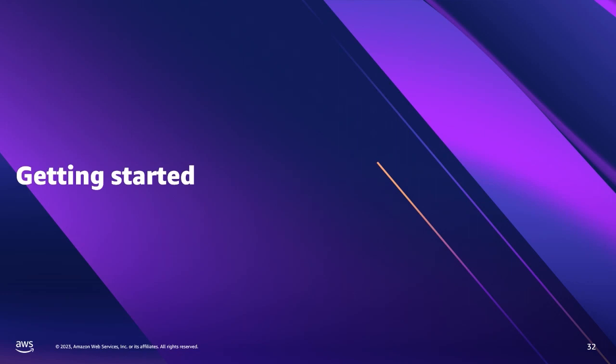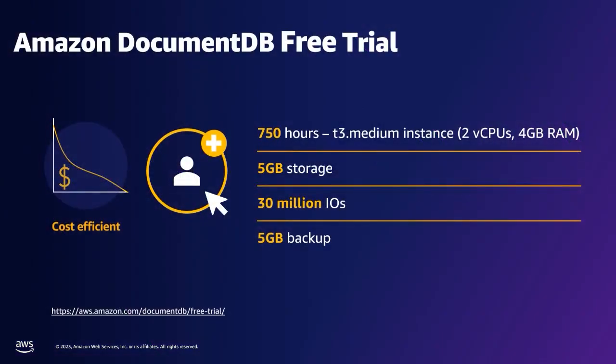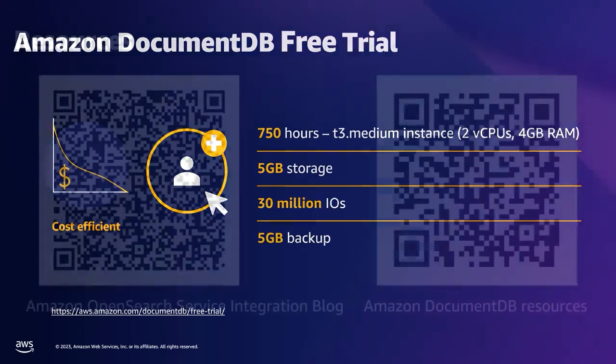Before we end today's tech talk, I want to leave you with some resources to get started with Amazon DocumentDB. Do utilize our free trial so you get 1 month or 750 hours of trial period where you can use T3 medium instances. You get 5 GB of storage and 5 GB of backup. You also get 30 million IOPS. So all of these resources are free. It's good to get you started without spinning up your own instances.